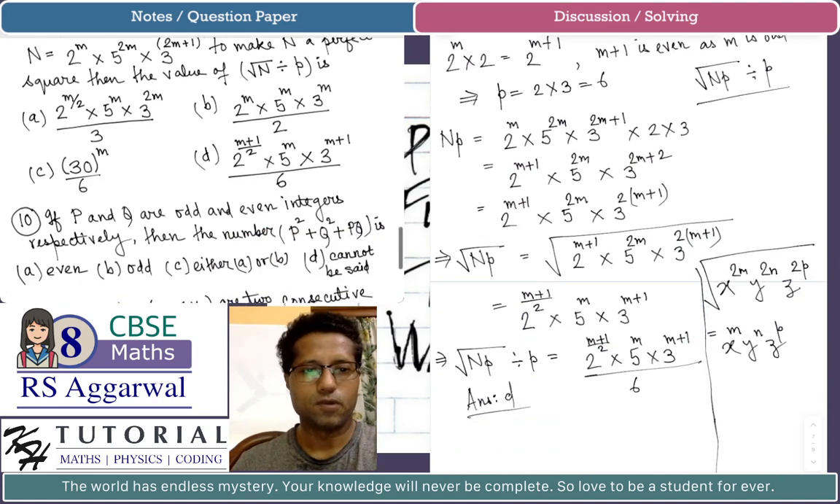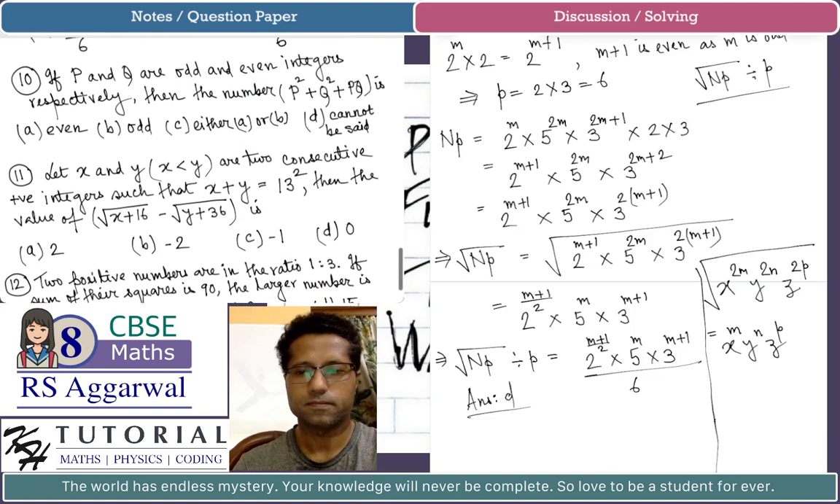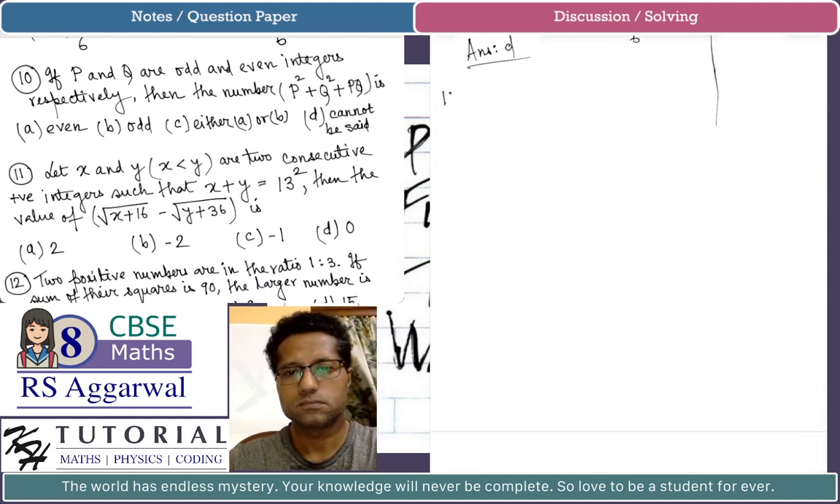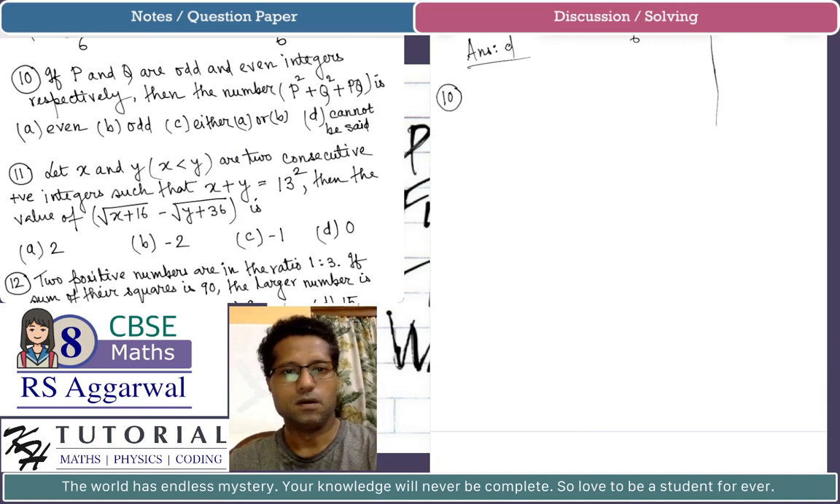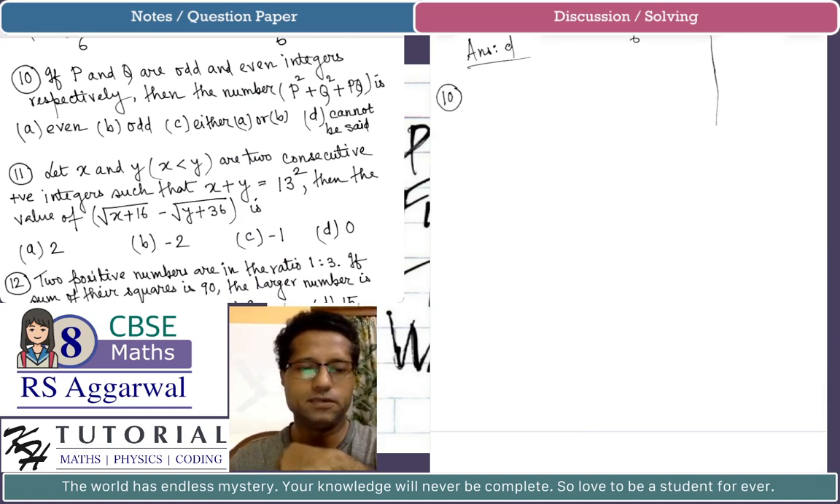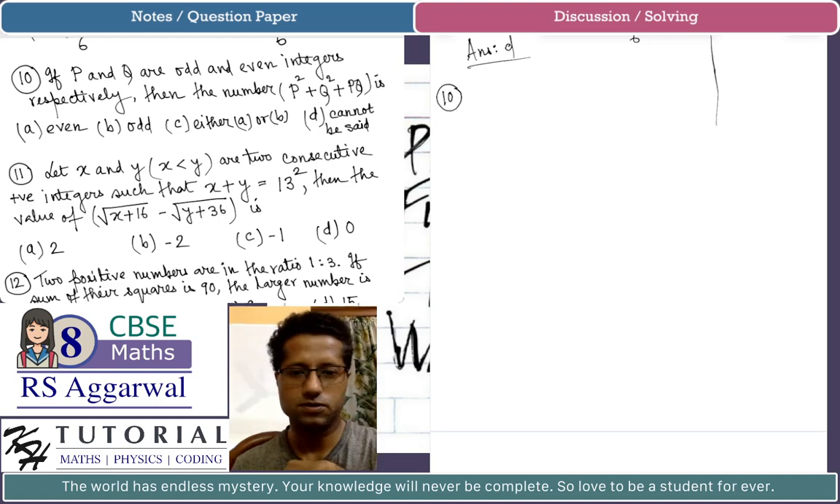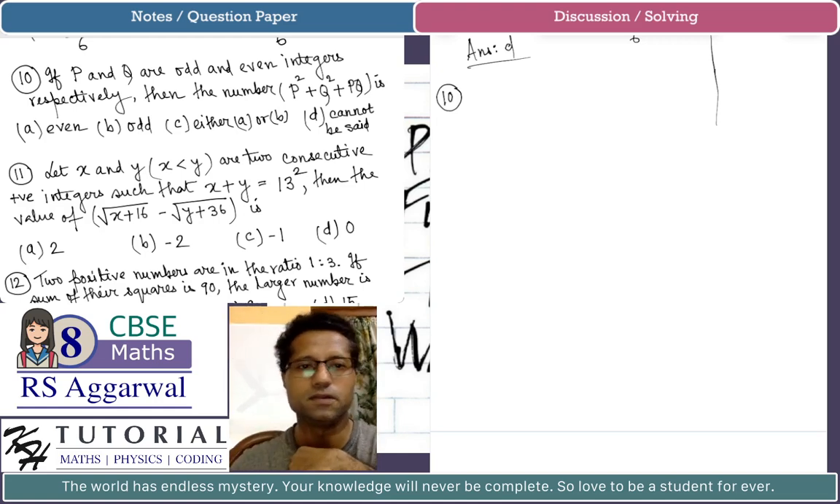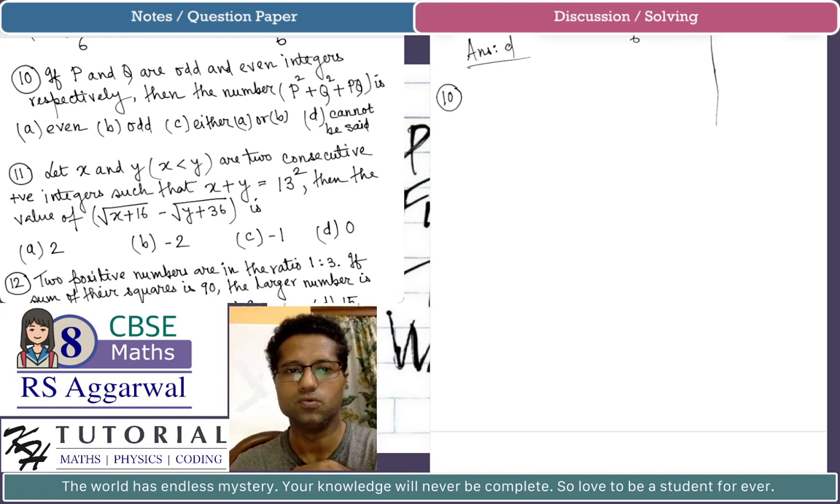Okay, let's do problem number 10. If p and q are odd and even integers respectively, then the number p square plus q square plus pq is even, odd, or either a or b cannot be said.